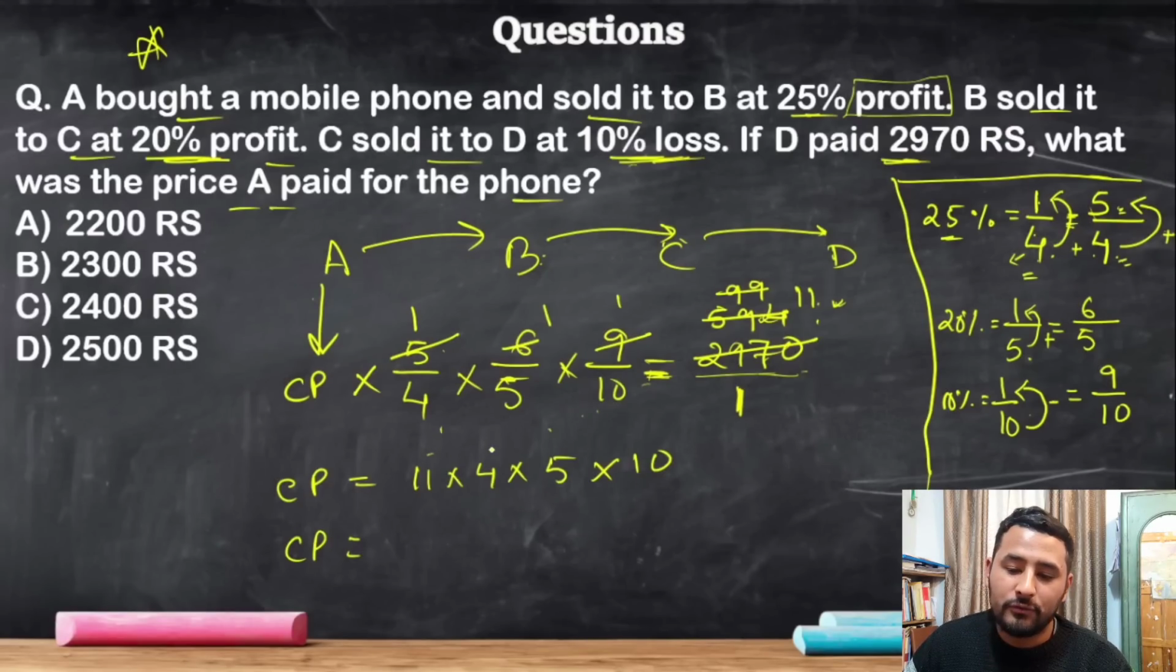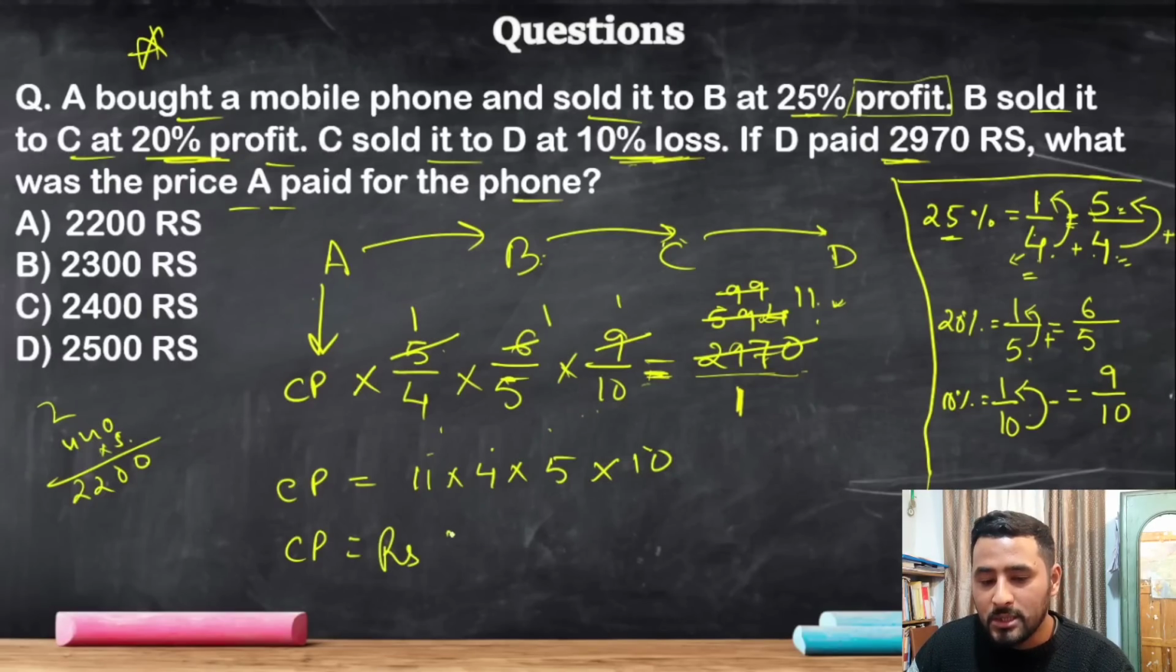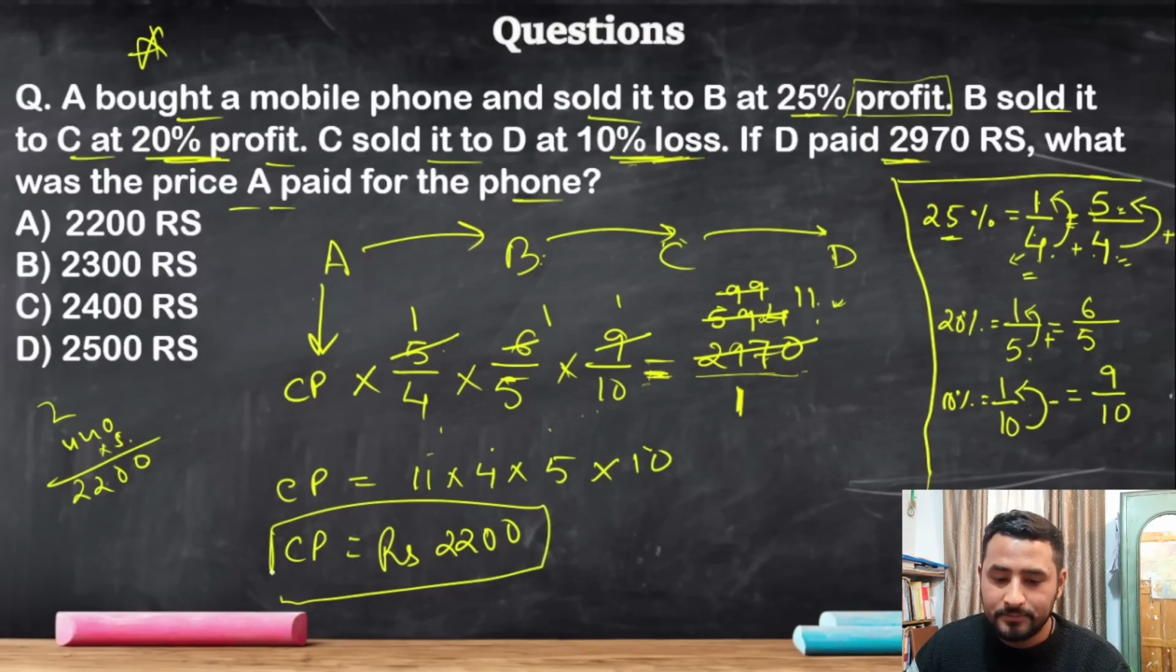Okay, so CP will be how much? 11 into 4 is 44, 44 into 10 is 440, 440 into 5, how much do you get? 5 into 0 is 0, 5 into 4 is 20, carry 2, 5 into 4 is 20, 22. So you'll get CP as rupees 2200. I hope this is clear. The answer will be option A. So you should use this technique.